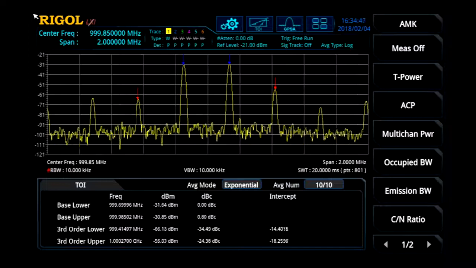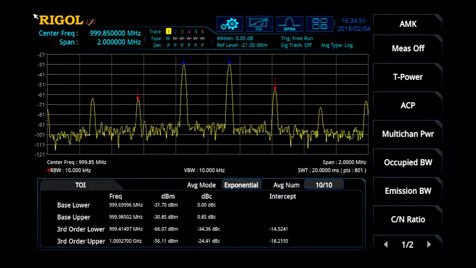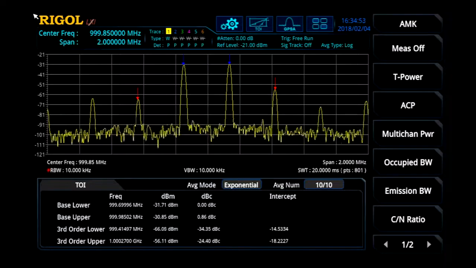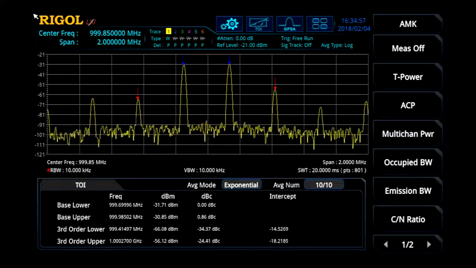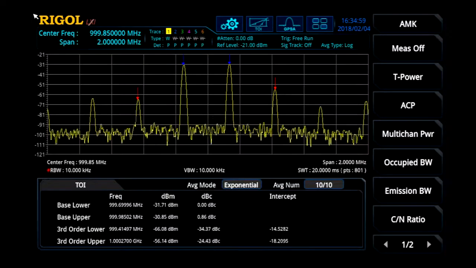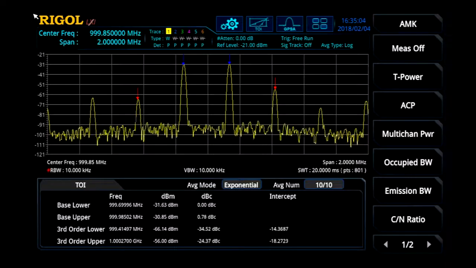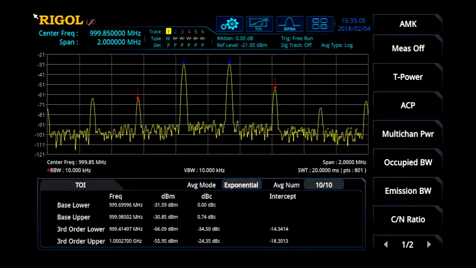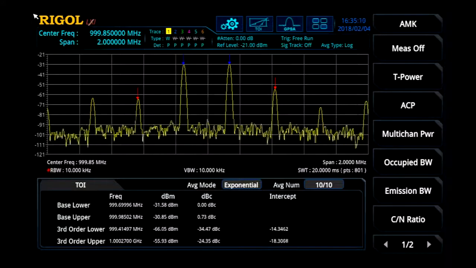The AMK option also includes complete transmitter or system test configurations, including total power, channel power, adjacent channel power, occupied bandwidth, emissions bandwidth, carrier to noise ratio, and harmonic distortion. The RSA 5000-PA preamplifier option improves noise performance capabilities on many of these component tests as well.